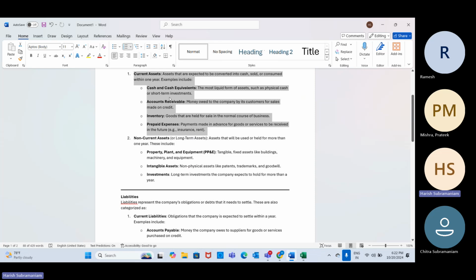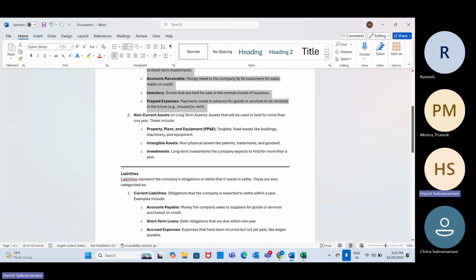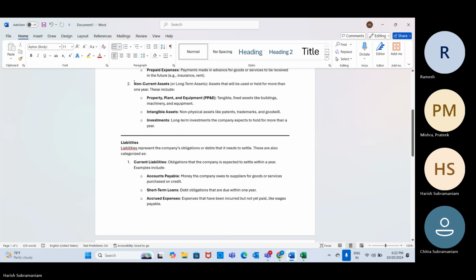Okay. So typically, current assets are assets that can be converted into cash or consumed within 1 year. It's basically assets from a shorter-term perspective. That's how we typically look at it. The second thing is non-current assets, or longer-term assets. These are assets that will be held for more than 1 year, or that cannot be easily converted into cash as compared to current assets.